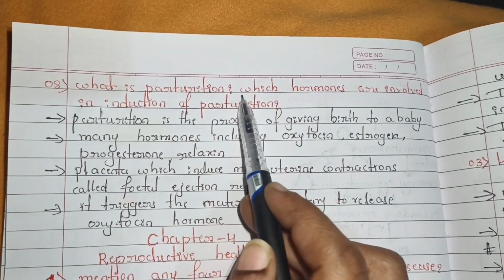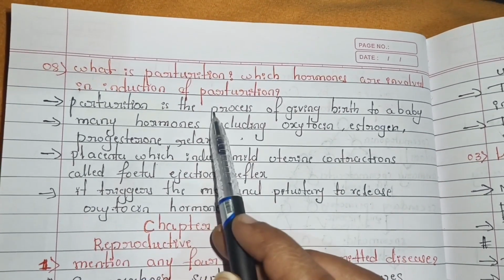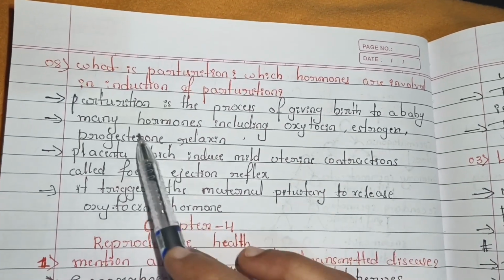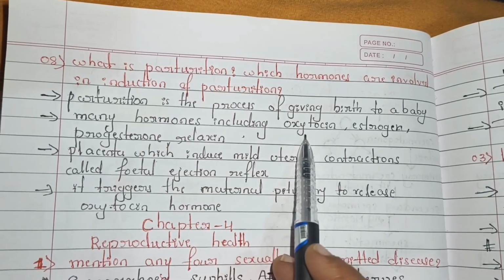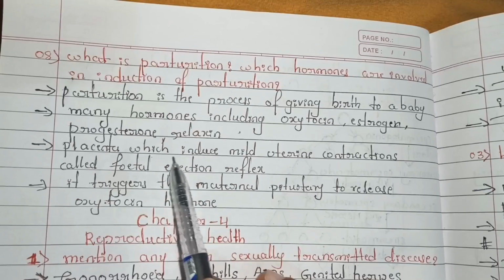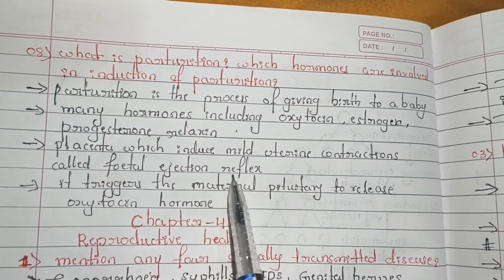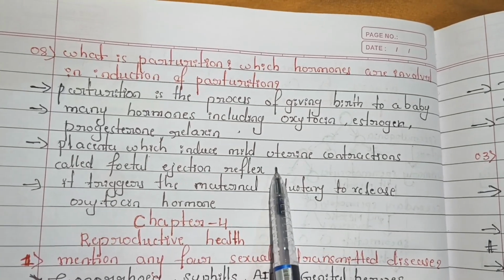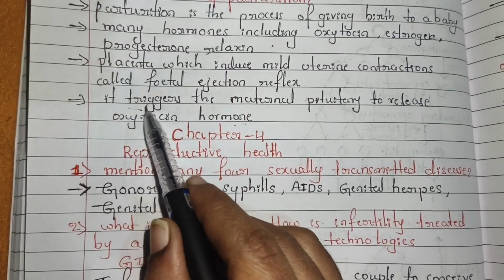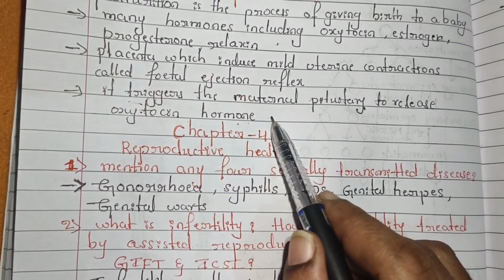The eighth question: what is parturition? Which hormones are involved in the induction of parturition? Parturition is the process of giving birth to the baby, the delivery process. Second point, many hormones including oxytocin, estrogen, progesterone and relaxin, and the placenta induce a mild uterine contraction called the fetal ejection reflex. This is most important; many times they ask the question on the fetal ejection reflex. Next point, it triggers the maternal pituitary to release the oxytocin hormone.